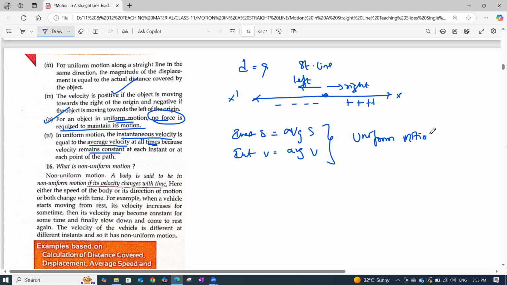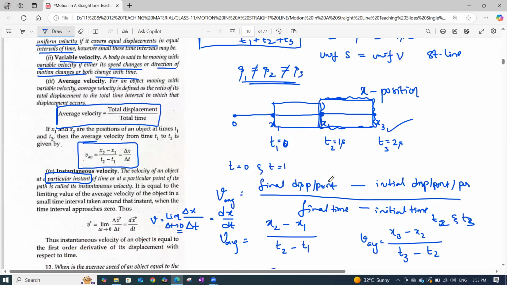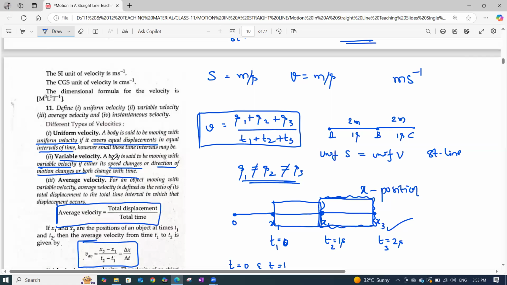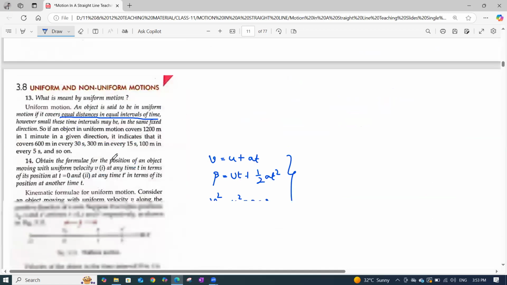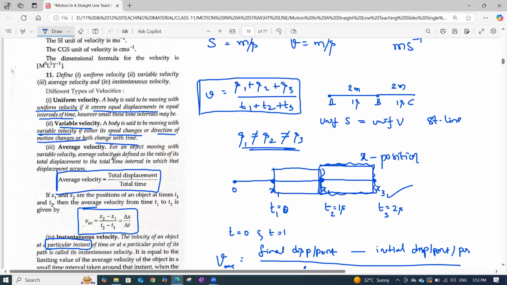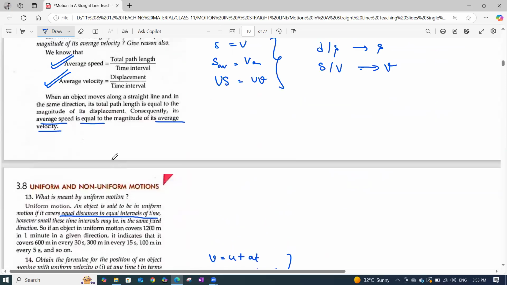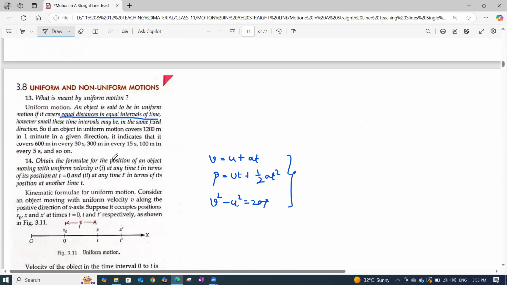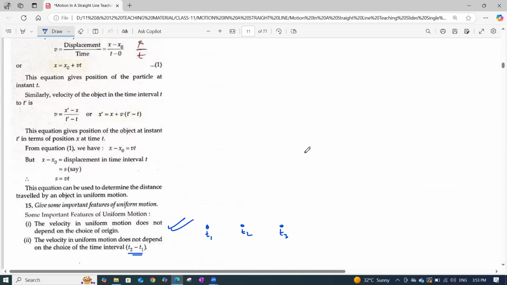So these are the points you have to remember. In this video, we have discussed speed, different types of speed: uniform speed, non-uniform speed, average speed, instantaneous speed. Then velocity is equal to displacement by time, and speed is equal to distance by time. And uniform velocity, non-uniform velocity, instantaneous velocity. Then uniform motion, non-uniform motion. These are the concepts which you have covered in this video. In the next video, we are going to see different types of concepts.